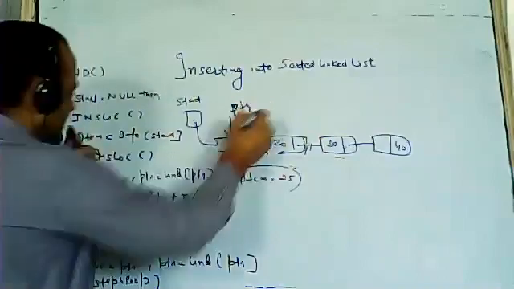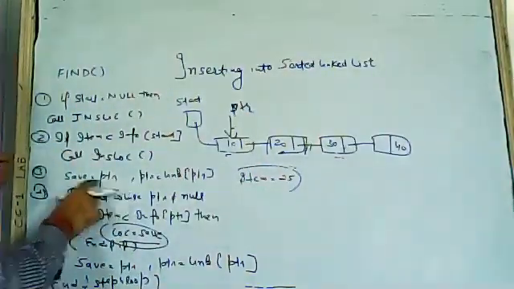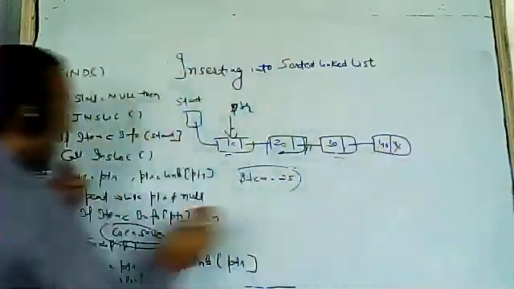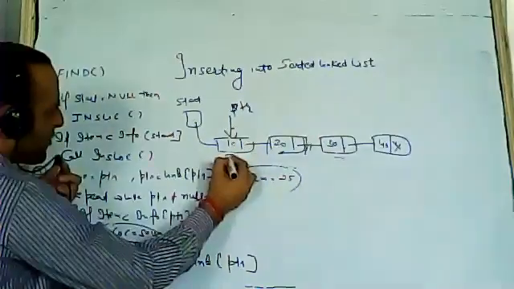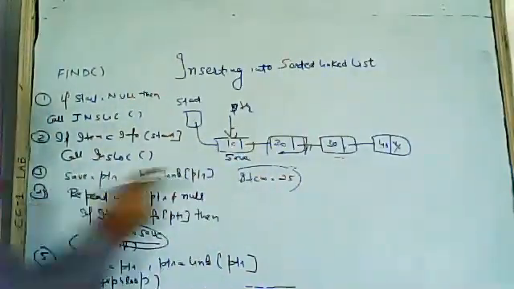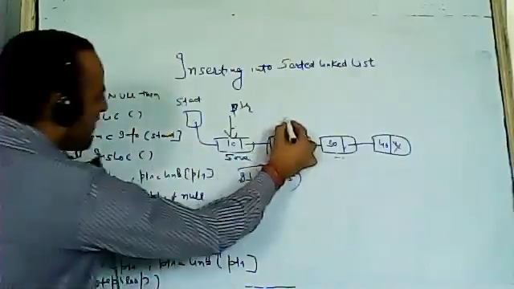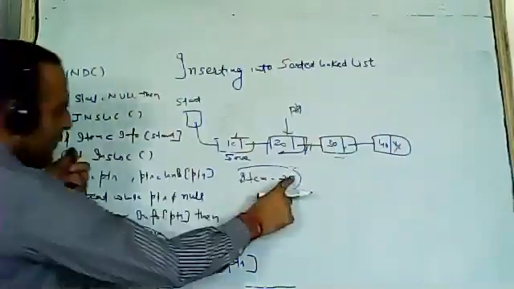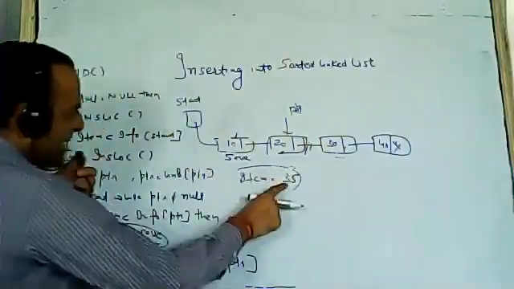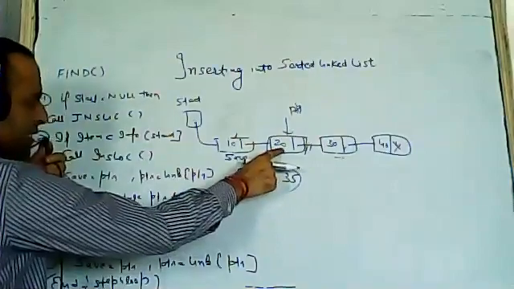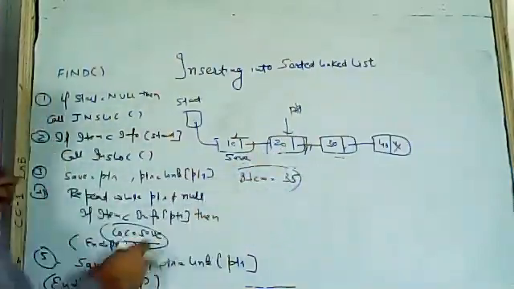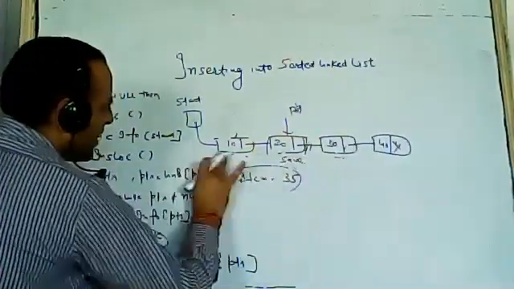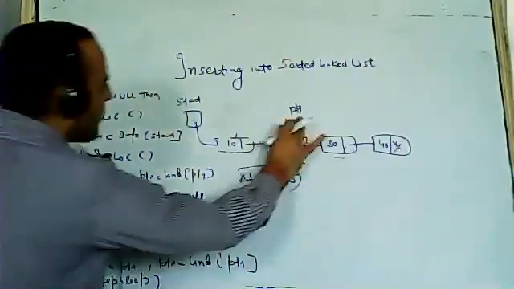Pointer was initially at start. So pointer node will be save node. 40 and then null. Pointer node will become save node, and pointer will be link of pointer. Pointer will come here. Now tell me, suppose we are going to insert 35. Is item less than info pointer? No, sir. So pointer node will again become save, and pointer will be link of pointer. Pointer will come here.